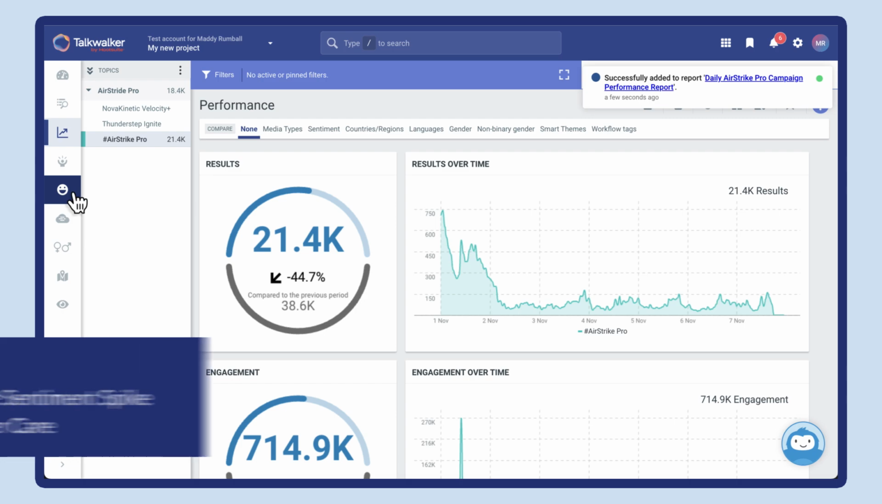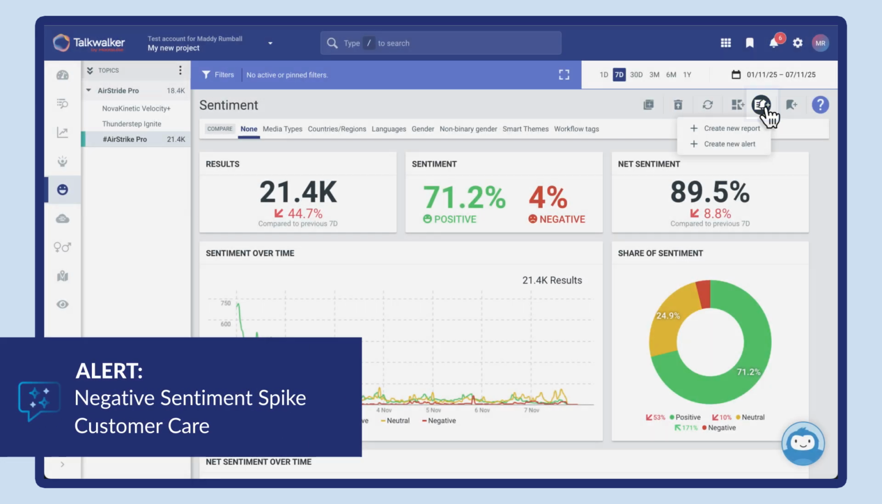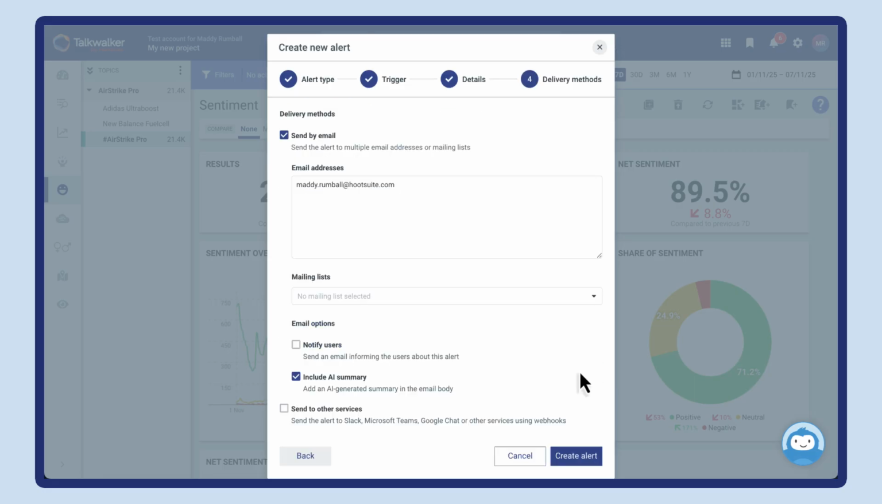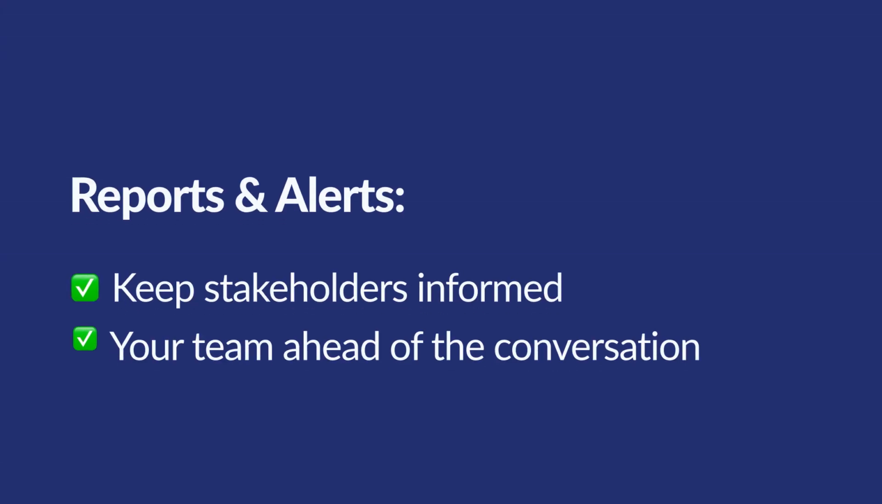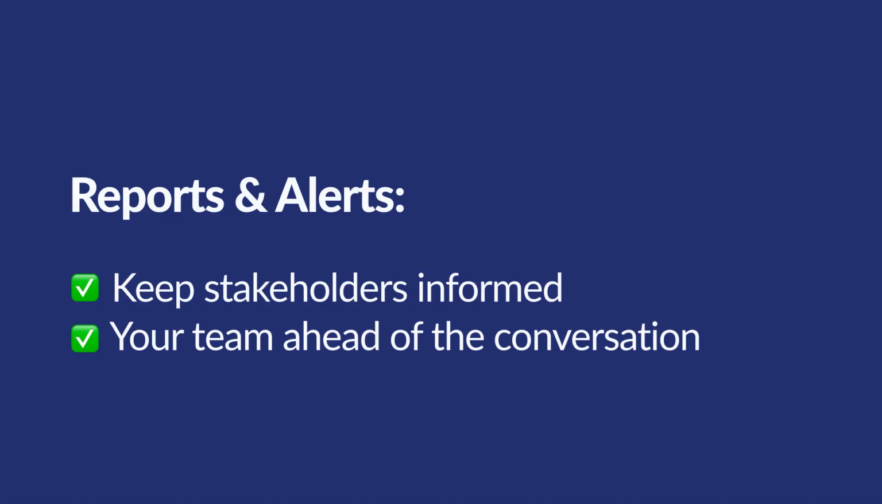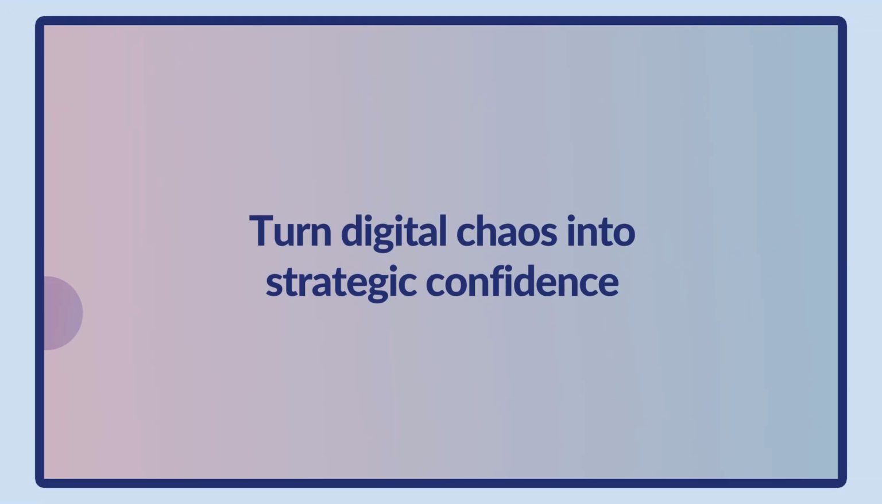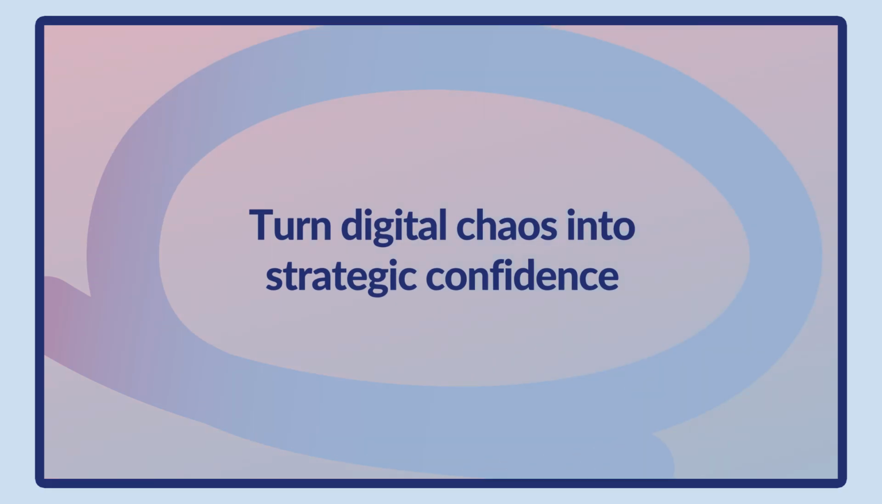I'll also set up an alert for any spike in negative sentiment. So if there's sudden chatter about sizing issues, we can act immediately. Reports and alerts are an effortless way to keep stakeholders informed and your team ahead of the conversation without manually checking your dashboards. And that's it. You're ready to turn digital chaos into strategic confidence.